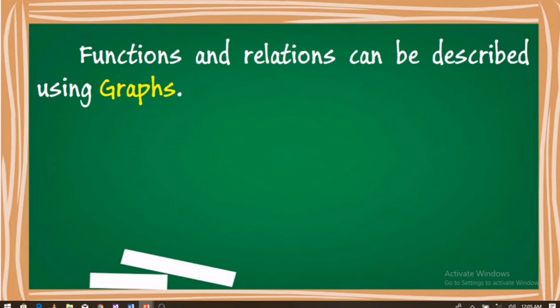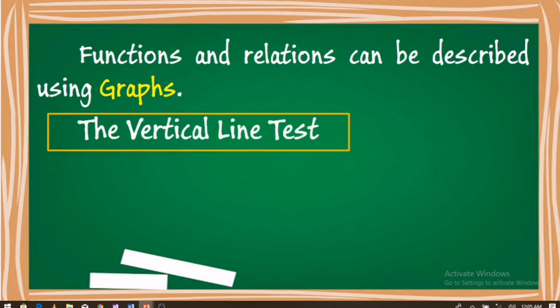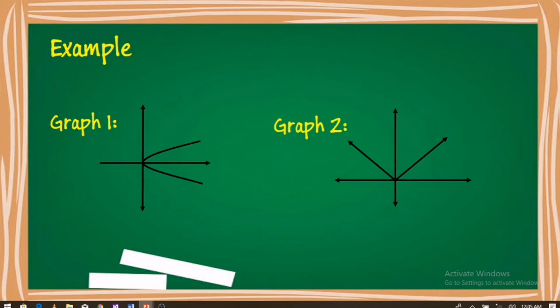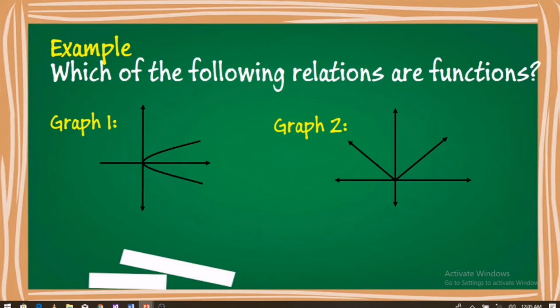Functions and relations can be described using graphs. We will use the vertical line test to determine whether the graph is a function or just a mere relation. The vertical line test says that a graph represents a function if and only if each vertical line intersects the graph at most once. For example, which of the following relations are functions? Graph 1 or graph 2?